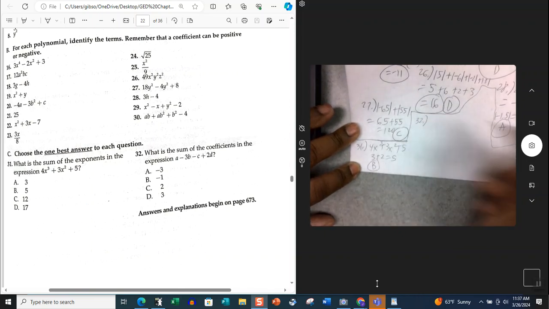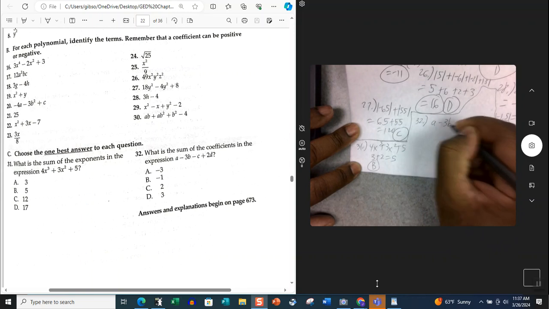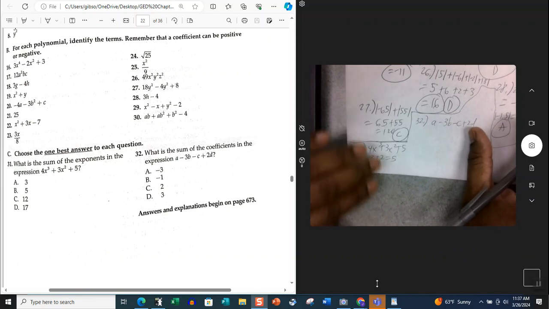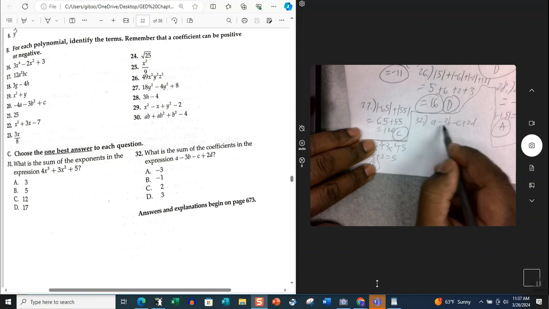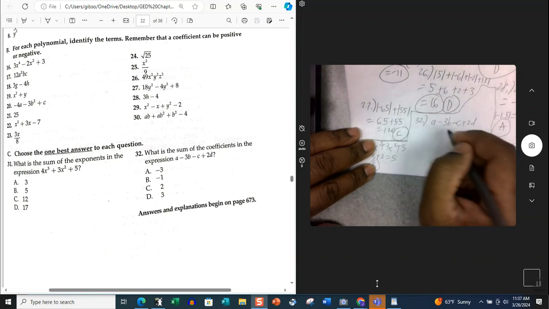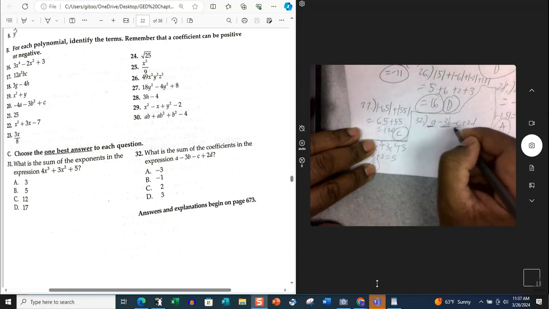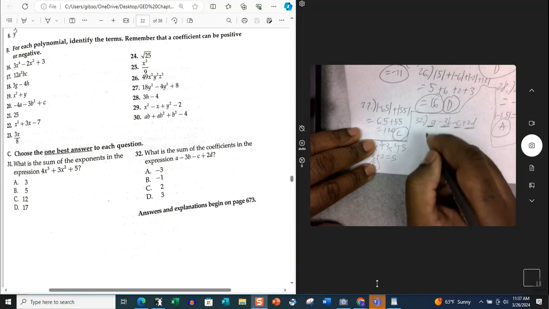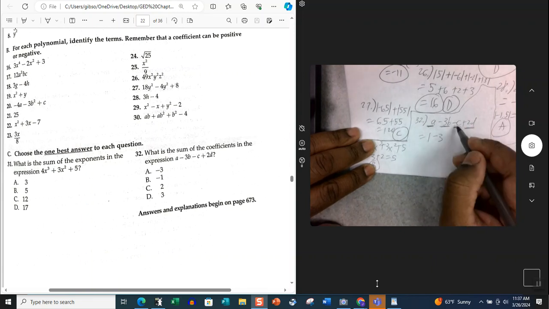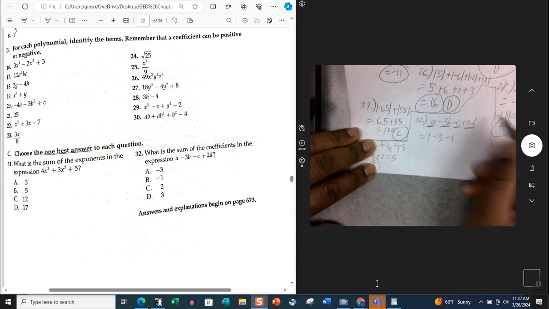Okay, problem 32. What is the sum of the coefficients in the expression a minus 3b minus c plus 2d? Now, they want us to add the coefficients here for problem 32. The coefficient is the number that's connected to the variable by multiplication. These are our terms. The coefficient of a here would be 1. The coefficient of negative 3b would be negative 3. The coefficient of negative c would be negative 1. And the coefficient of 2d would be positive 2.